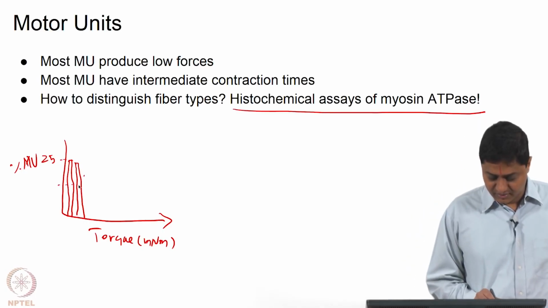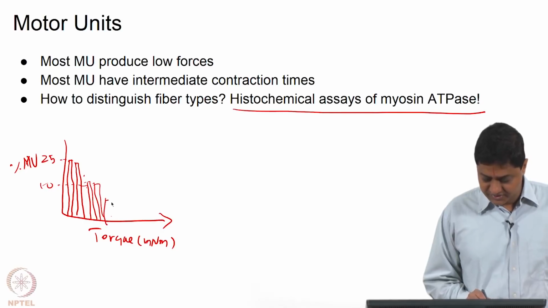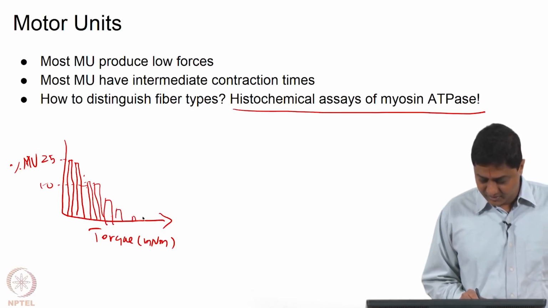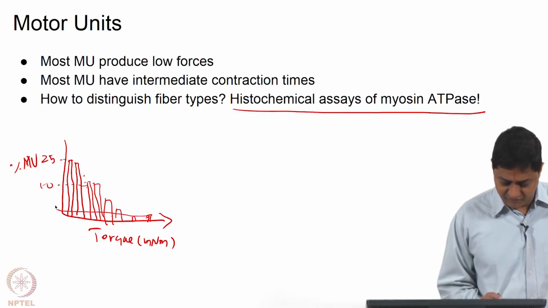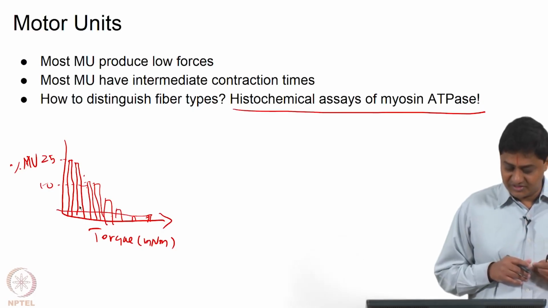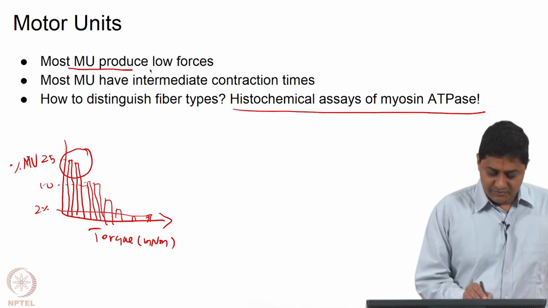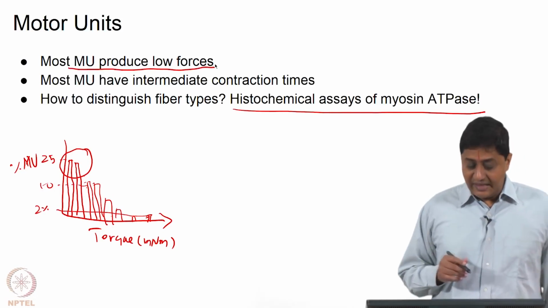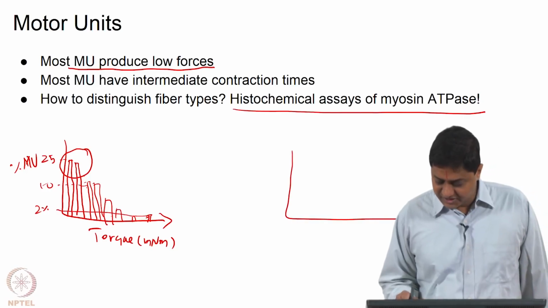Say if this is 10, for example, there is going to be one that is like this, and this reduces after some time, and that means there is a very small number of motor units that produce a very large amount of force. Most motor units produce low forces, and then suppose I was to have a similar curve for contraction times.